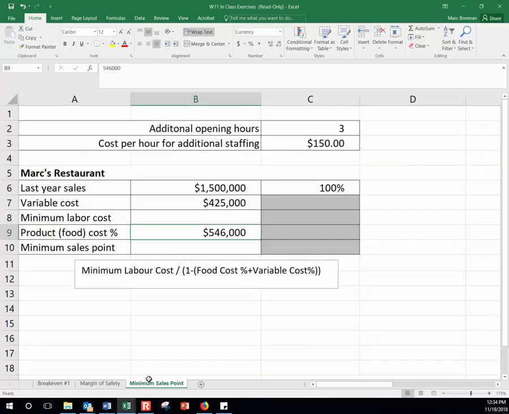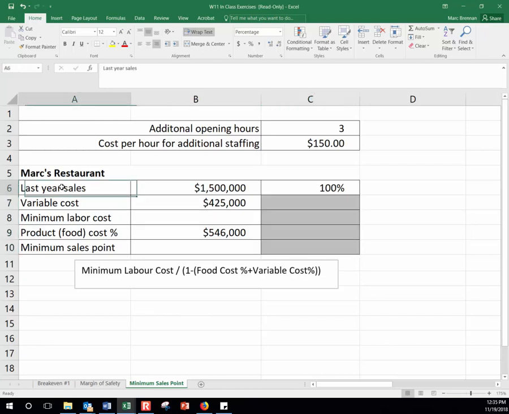Which brings us to minimum sales point. Minimum sales point is a tool that you can use to analyze whether or not you should stay open for an increased amount of time or an extra day, anything like that. Typically it's for extra hours or extra days is how this is used in our industry.